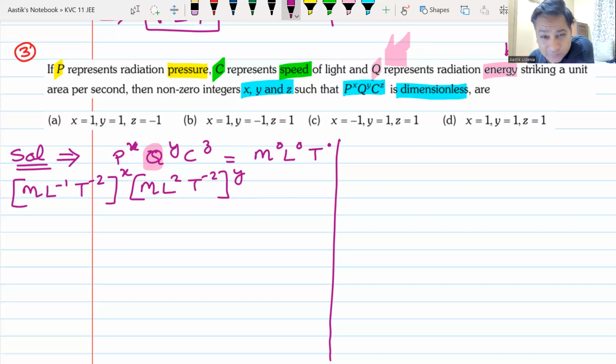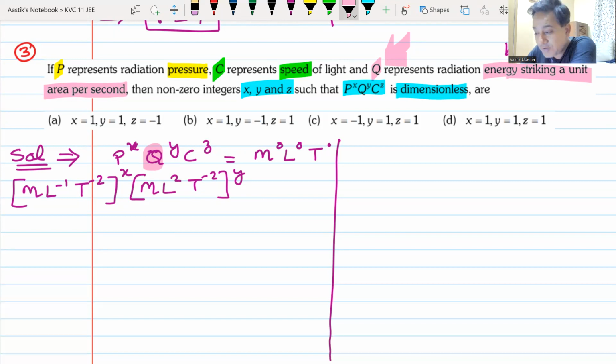And that is where you are mistaken. Q is not energy because you have not read the question carefully. You have to read the question very carefully, and that was the reason I just highlighted this energy part and did not say the next part: energy striking a unit area per second. That was Q. Q was not energy.